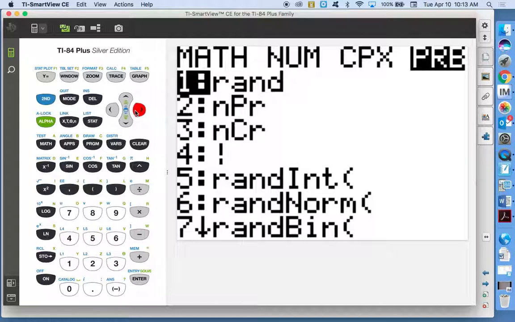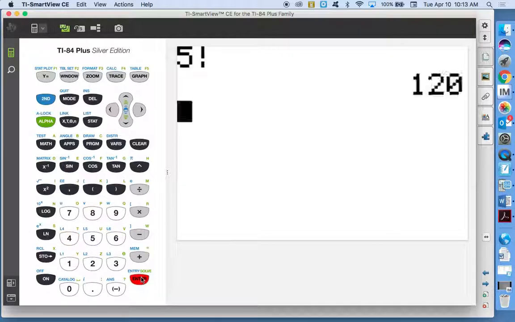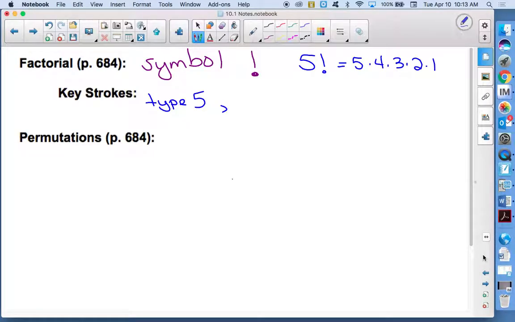So that's number 4. So you're going to hit number 4, and then hit enter, and it tells you what 5 times 4 times 3 times 2 times 1 is, instead of you calculating it out. So again, you're typing the number, and then we hit the button math. We move to the word probability, and then it's number 4 that we're typing in.